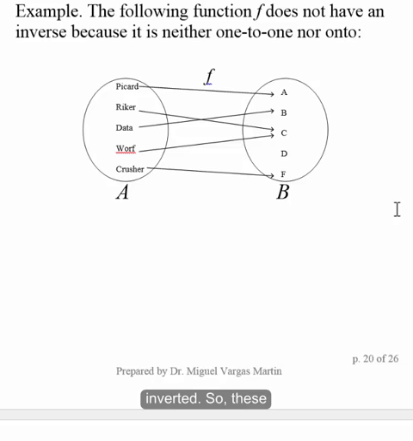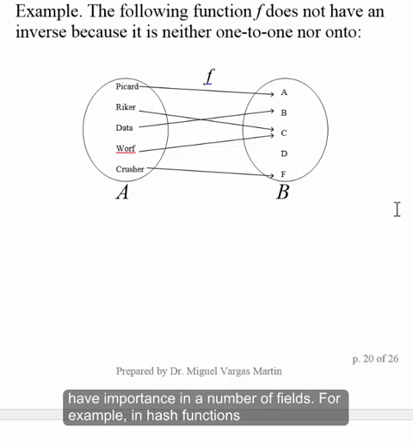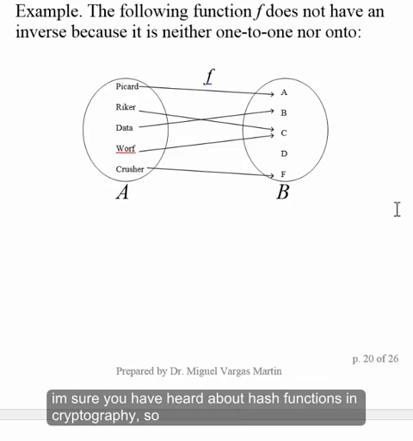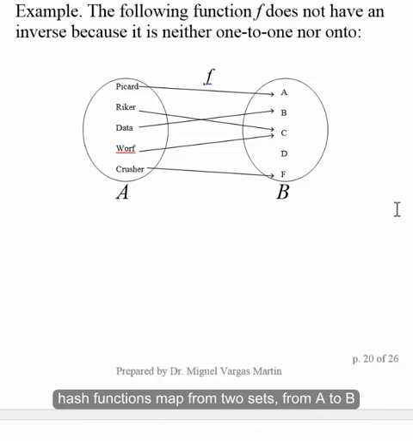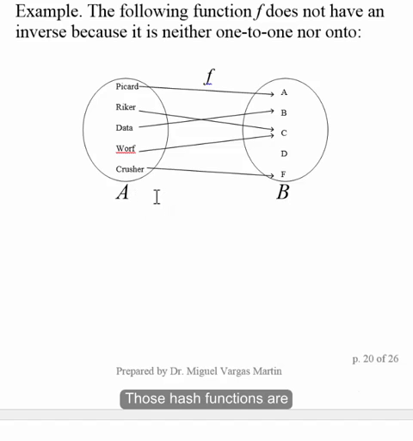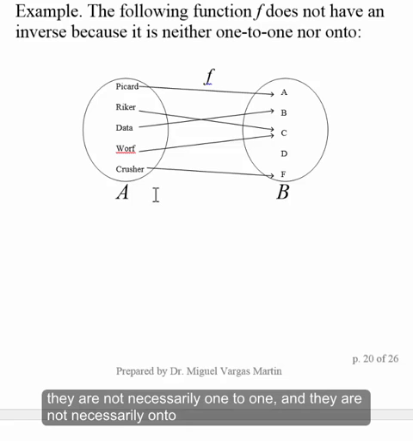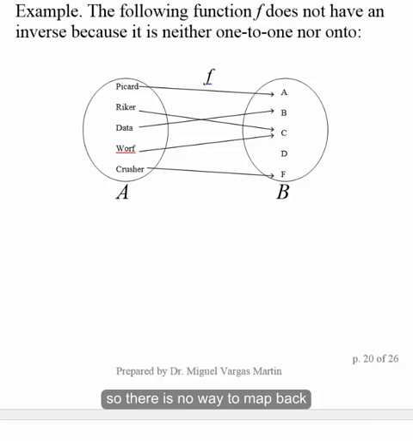This takes importance in a number of fields, for example, in hash functions. I'm sure that you've heard about hash functions in cryptography. Hash functions map from set A to set B. They are not necessarily one-to-one, and they are not necessarily onto. So there is no way to map back to the original set.